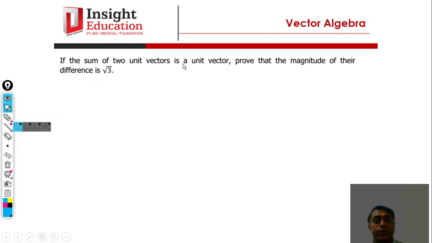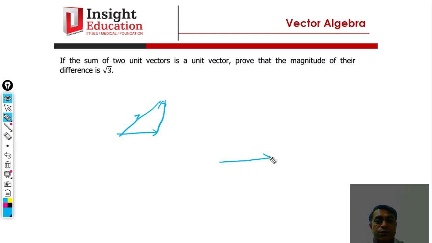If the sum of two unit vectors is a unit vector, prove that the magnitude of their difference is root 3. Suppose first unit vector, second unit vector, add the first vector and the second unit vector, and the third vector is also unit. So ultimately it's an equilateral triangle. So first vector, second vector and the sum. The sum is also a unit vector.